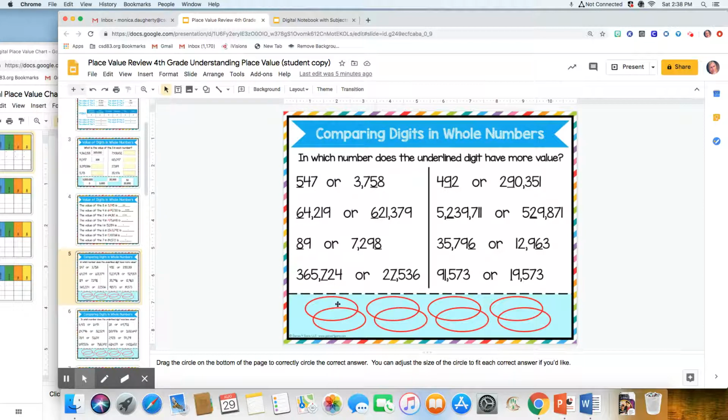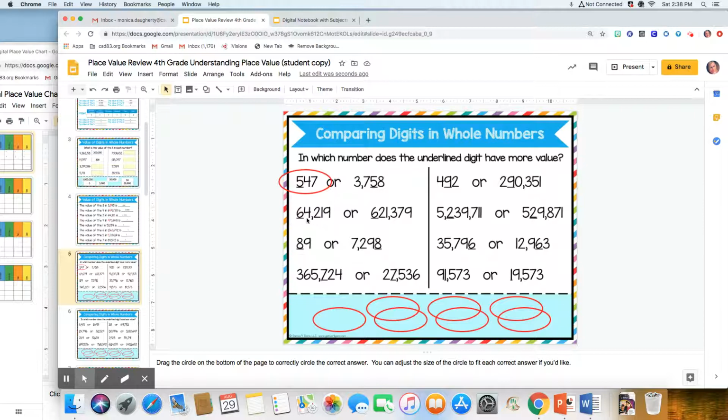So I'm going to click one of these circles, hold my mouse down, and drag it up until it circles this one. I know this is a little confusing because in all reality, the gator would want to eat this number right here because it's 3,000 and this is only 500. But we have to remember the assignment instructions. It wants me to find the most value in the underlined digit. So because the 5 in this one is in the hundreds and the 5 in this one is in the tens, this one is the one I'm going to circle. I know that's confusing, but let's try some more, okay?